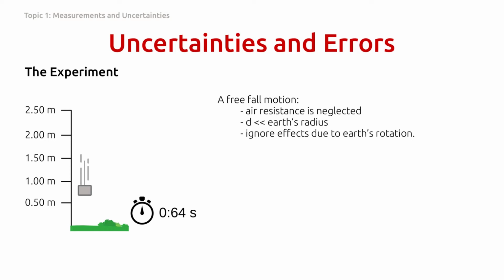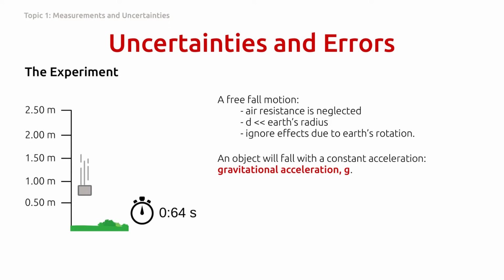We will use one of the most common examples of motion, the motion of a falling object under the influence of the Earth's gravitational force. In addition, we will consider what we call free fall motion, in which air resistance is ignored. The fall distance is much smaller than the radius of the Earth, and we ignore the effects of the Earth's rotation. With this condition, an object will fall with a constant acceleration, which we call gravitational acceleration g.